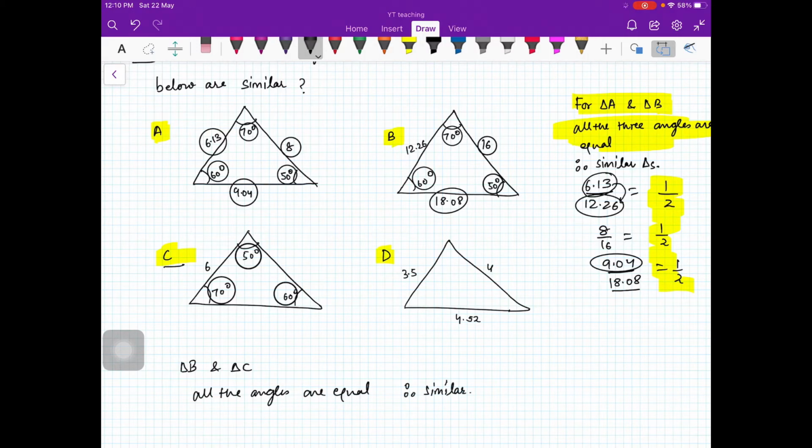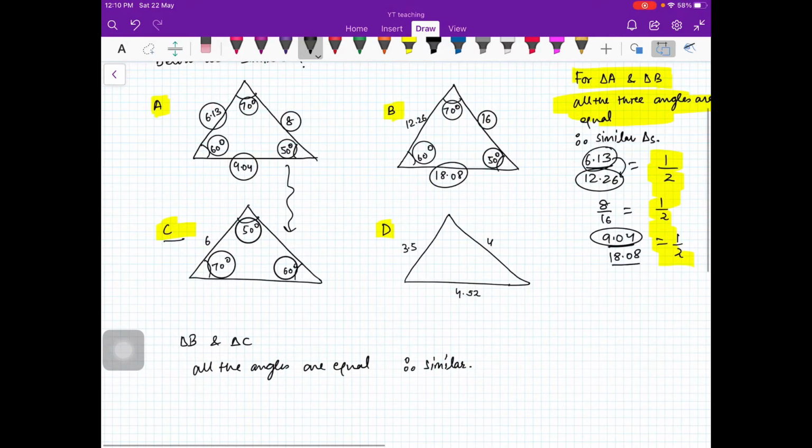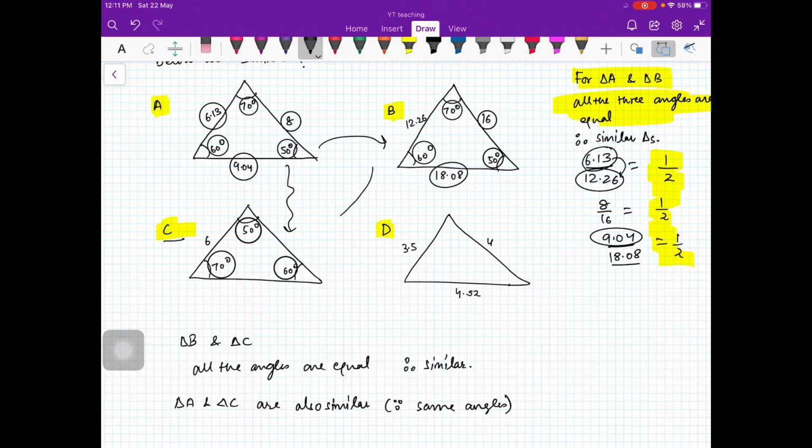So we get that triangle A is similar to triangle B, and triangle B is similar to triangle C. Obviously, that implies triangle A is also similar to triangle C. You can see that triangle A and triangle C have the same angles, so they are also similar. Or you can say that because triangle A is similar to triangle B, and triangle B is similar to triangle C, in a way triangle A and triangle C are also similar.